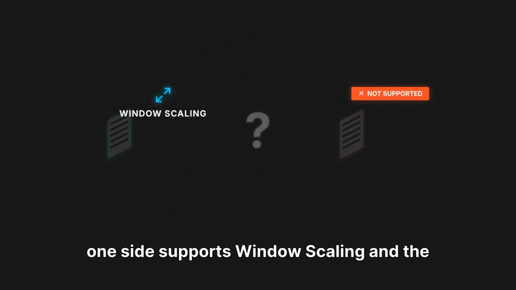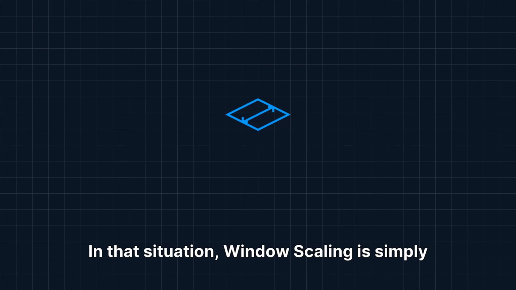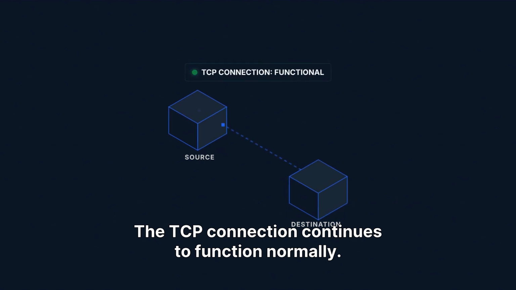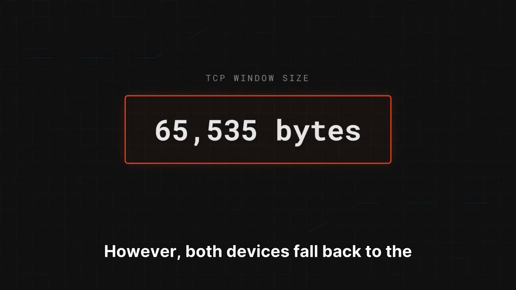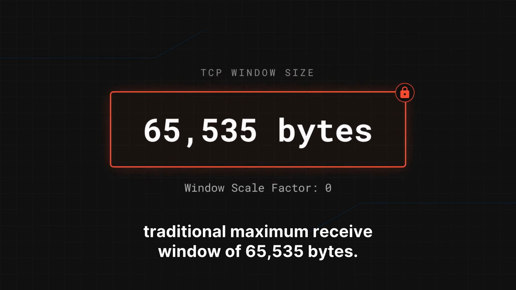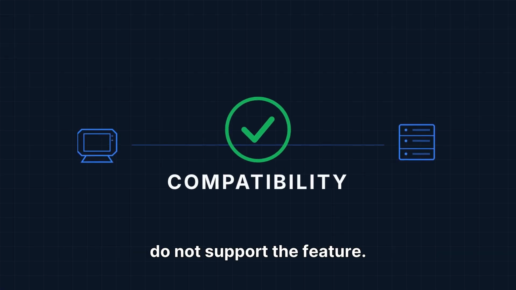Another common question is, what happens if one side supports window scaling and the other side does not? In that situation, window scaling is simply not used. The TCP connection continues to function normally. However, both devices fall back to the traditional maximum receive window of 65,535 bytes. This ensures compatibility with older systems that do not support the feature.